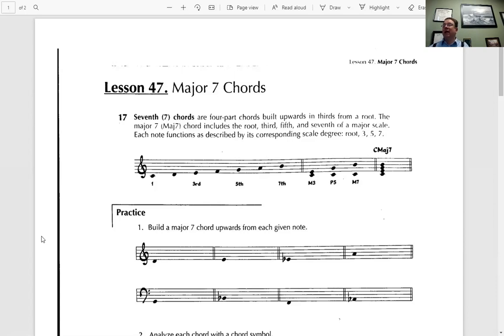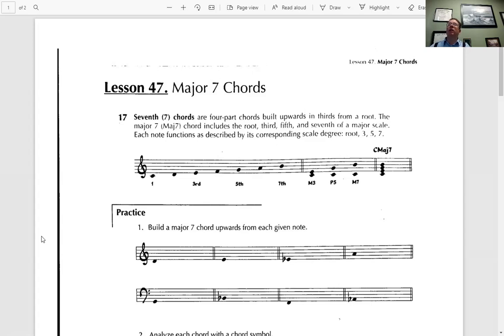So the easiest way to construct one of these is to go to your major key. Let's say C major, which is given. You're going to play or sing or write 1, 3, 5, 7. In the key of C, that is C, E, G, B. And it shows you in the book here how to break it up like that.